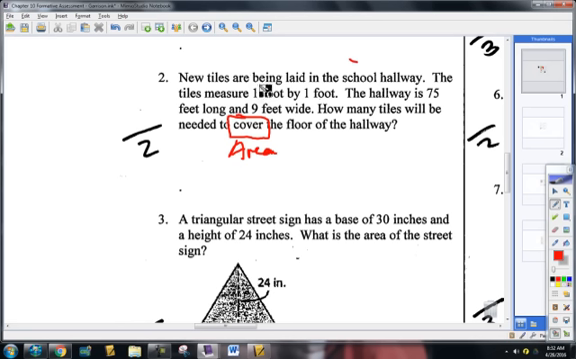We know it's area because we're talking about 1 foot by 1 foot squares. That is what area is. It's the amount of those that will cover a space, a floor, or something two-dimensional. Okay? So if we want to know how many of those we're going to need, that is finding the area. So we know that it is a, what shape?